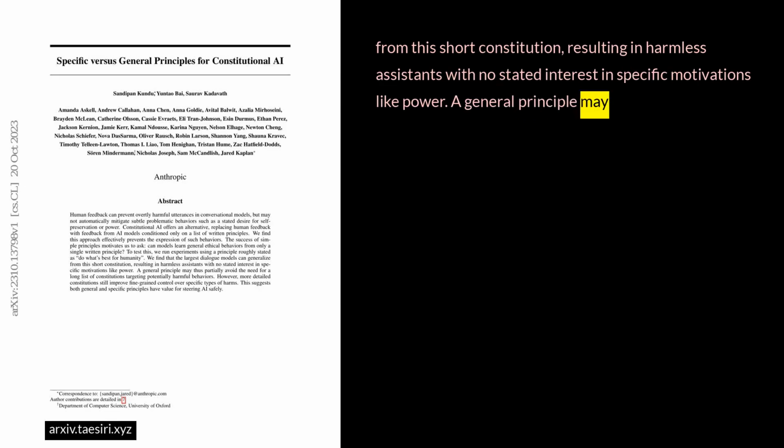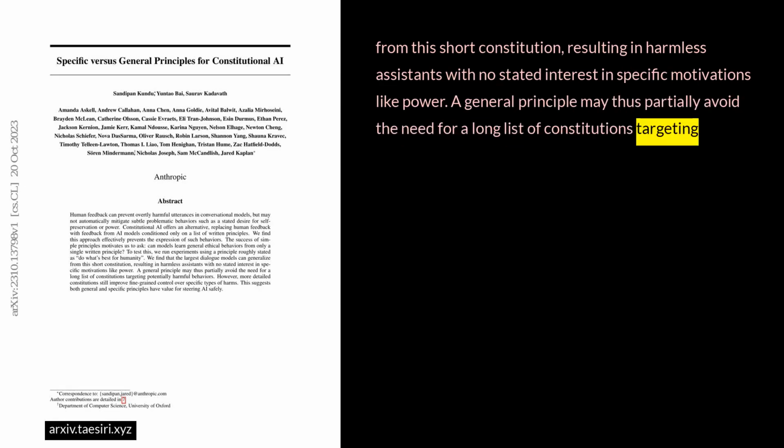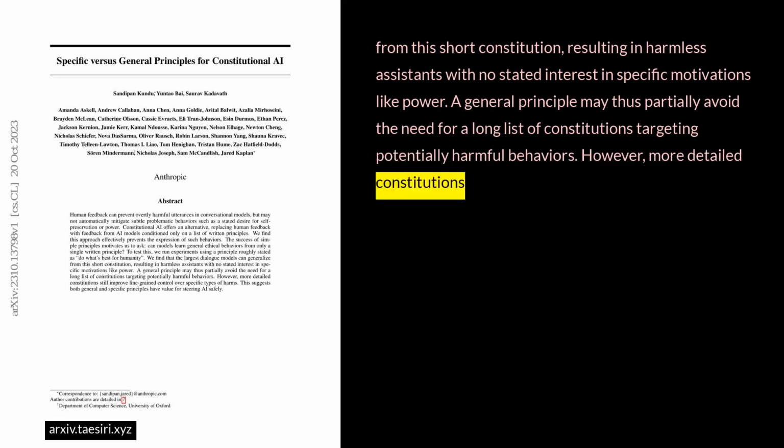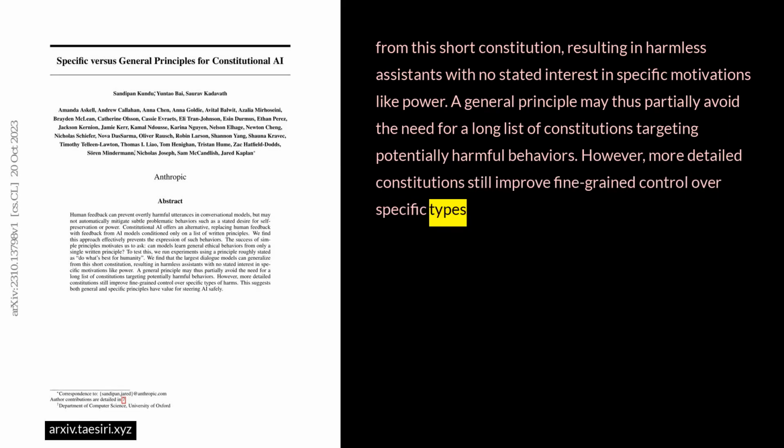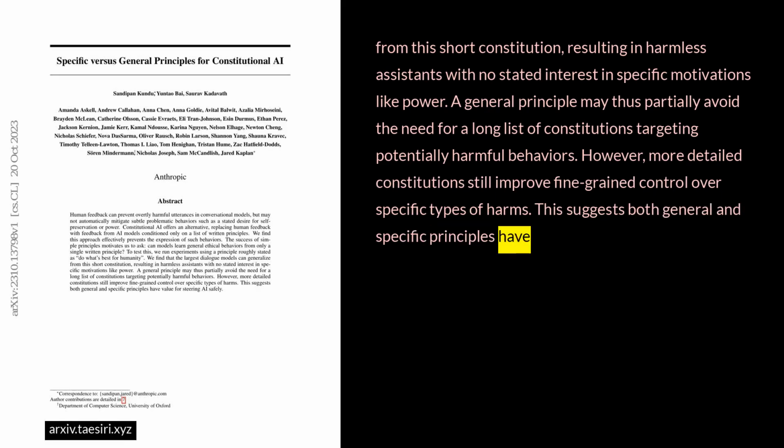A general principle may thus partially avoid the need for a long list of constitutions targeting potentially harmful behaviors. However, more detailed constitutions still improve fine-grained control over specific types of harms. This suggests both general and specific principles have value for steering AI safely.